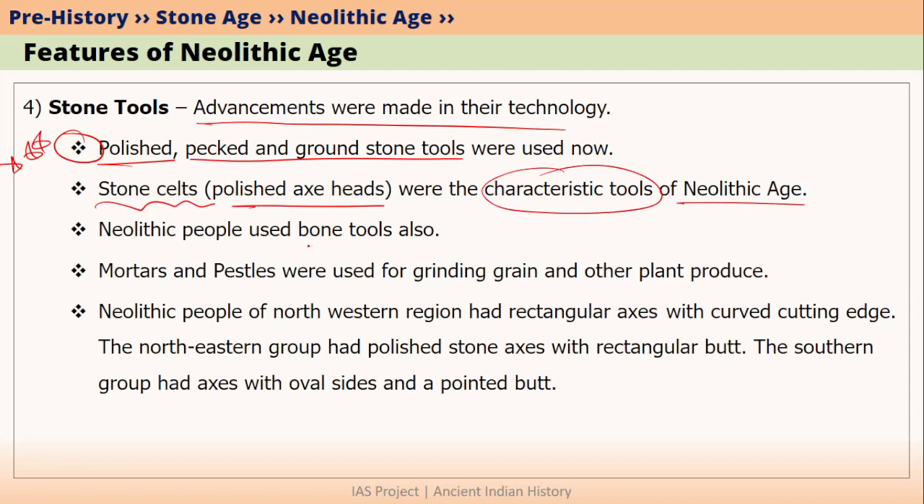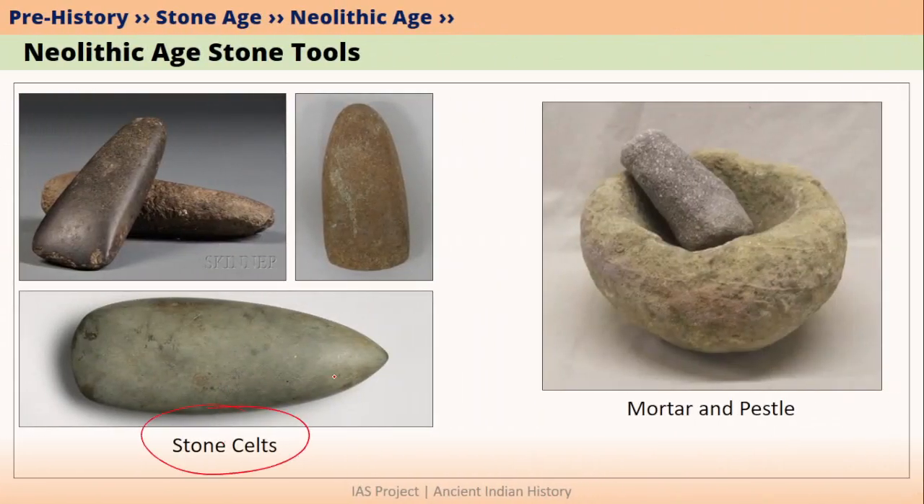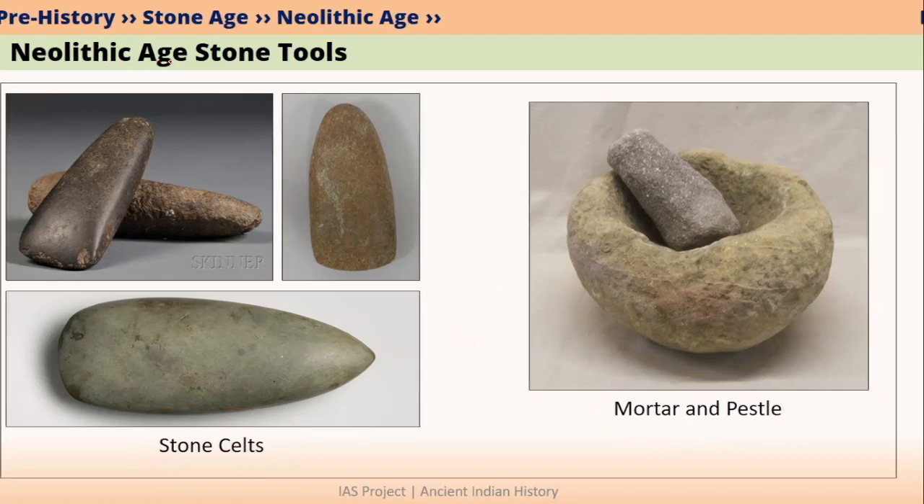Neolithic age people have also used bone tools. Along with these, mortars and pestles were also used. And mortars and pestles were mainly used for grinding grain and other plant produce. Here you can see stone celts. These are very polished, meaning smooth. And here you can see mortar and pestle. Both of these were used in Neolithic age.